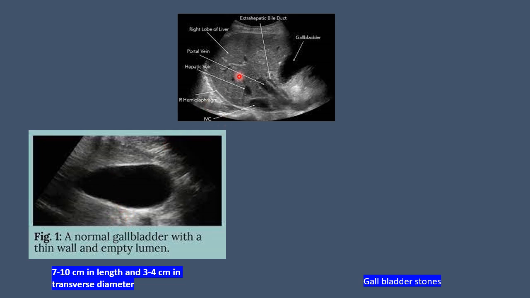This is an ultrasound to show you the gallbladder. Here this is the portal vein and this is the extrahepatic bile ducts.